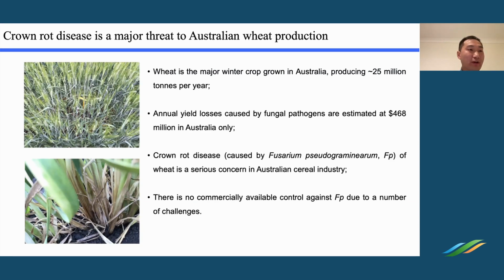Particularly alarming is crown rot disease, caused by the soil-borne pathogen Fusarium pseudograminearum, which poses a substantial threat to our cereal industry. Despite numerous attempts, currently there are no commercialized methods to control this pathogen, due to many obstacles. It is crucial that we focus our research efforts on understanding the complex interactions between the pathogen, our soil system, and crops, and also how these interactions are influenced by climate change scenarios.